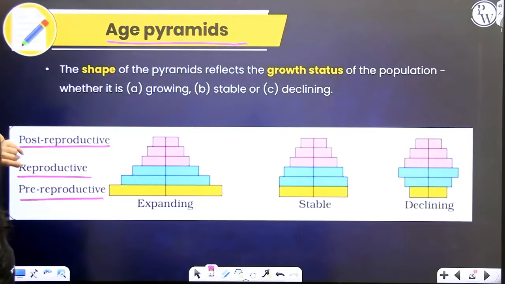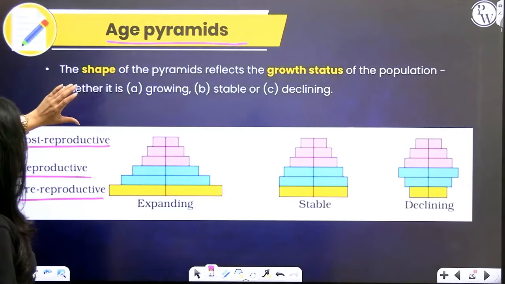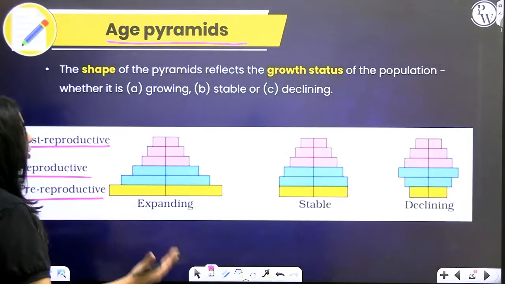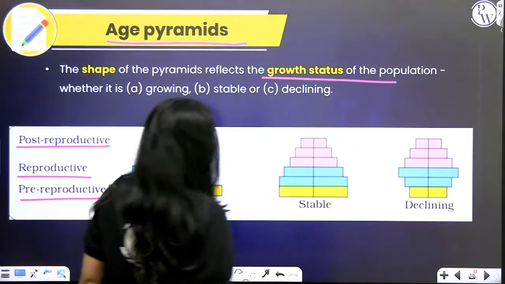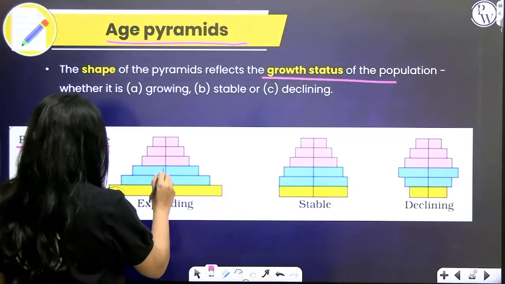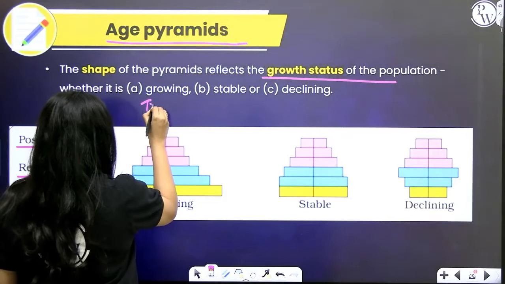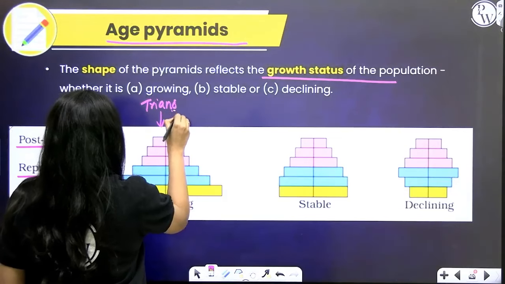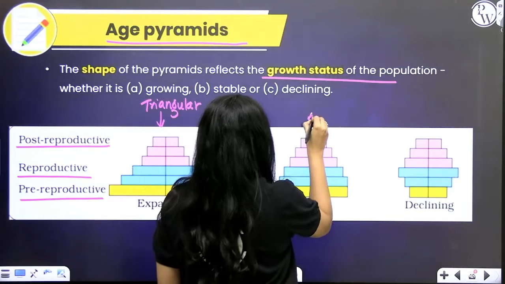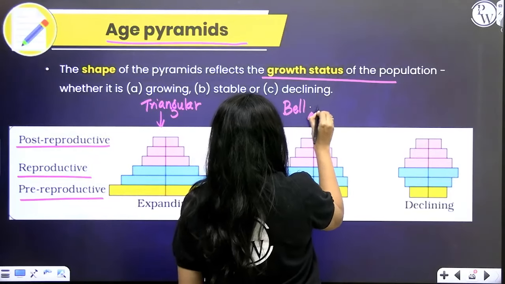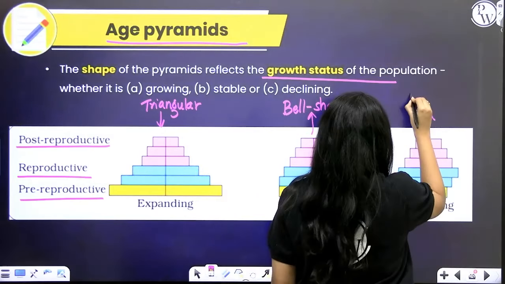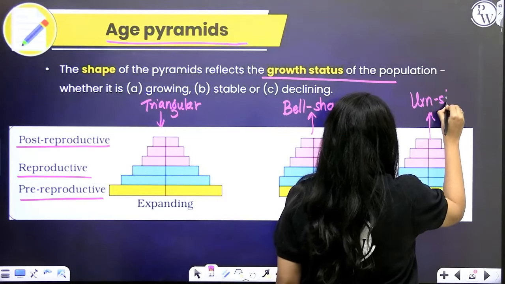Okay, now, depending upon the shape of these pyramids, we can get to know about the growth status of that particular population. All right. So here you have three different types. What you're looking at here is a triangular age pyramid. What you're looking at here is a bell-shaped age pyramid. And finally here, we have an urn-shaped age pyramid.